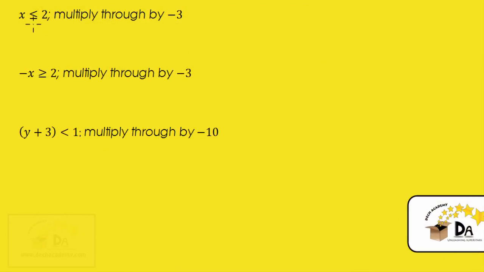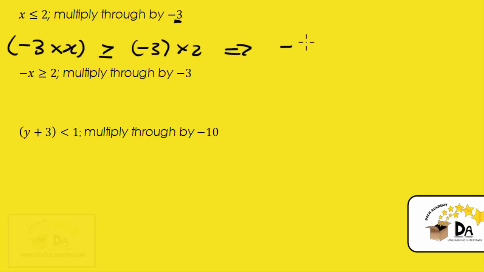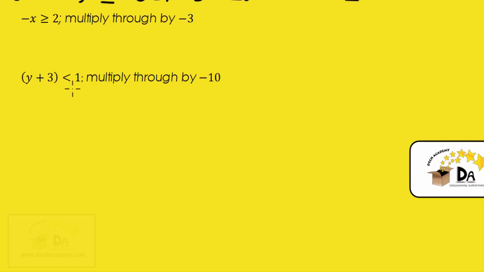Here's another inequality. x is less than or equal to 2. And we're required to multiply this inequality through by minus 3, a negative number. So we multiply the left hand side term by minus 3. We also multiply the right hand side term by minus 3. But we reverse the inequality symbol. And this gives minus 3 times x is minus 3x is greater than or equal to minus 3 times 2 is minus 6. And that's the result. Let's move to the next one.